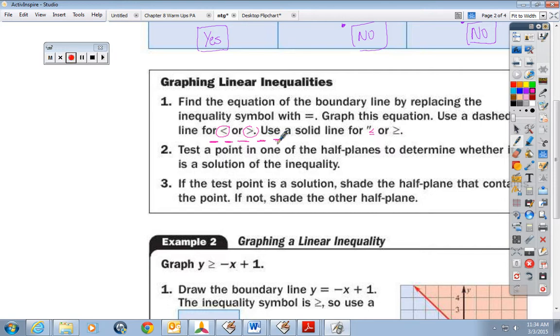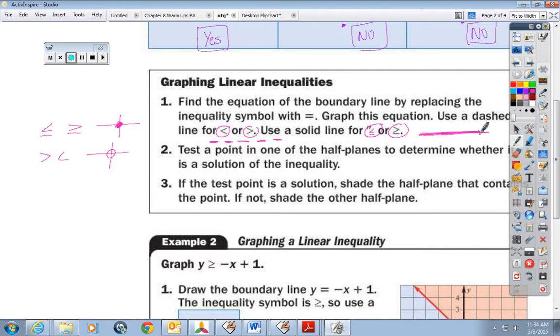Now, if the inequality is less than or equal to, or greater than or equal to, we graph it with a solid line, just like we would if it was an equation. Remember when we graphed less than or equal to, greater than or equal to, it was a solid dot, and if it was greater than or less than, it was a hollow dot. Same thing here, except since this is an inequality of a line, if it's just less than or greater than, we use a dashed line. If it's greater than or equal to, or less than or equal to, we use a solid line.